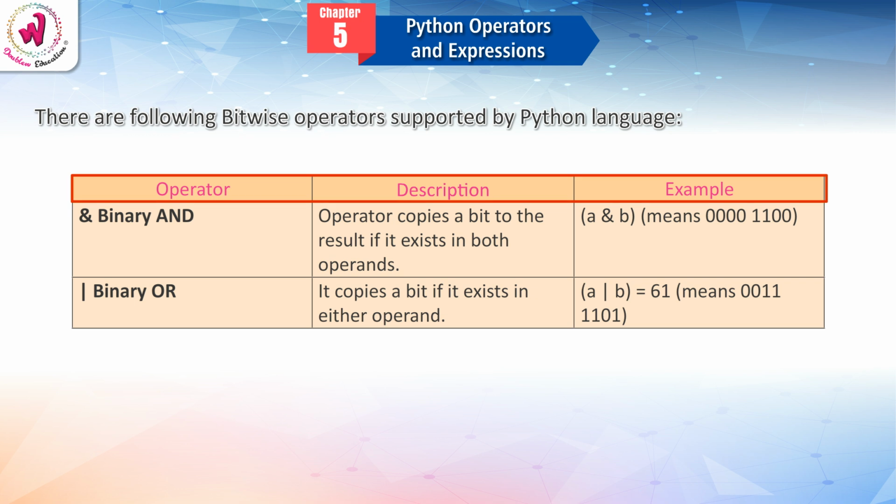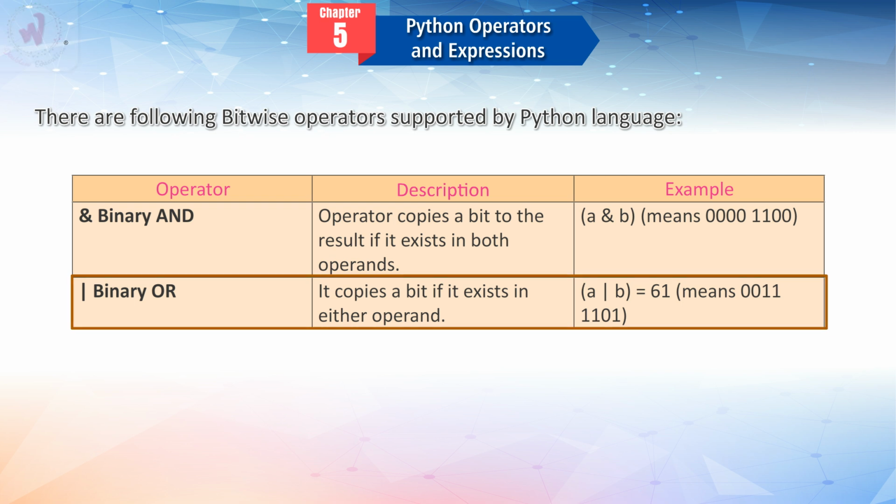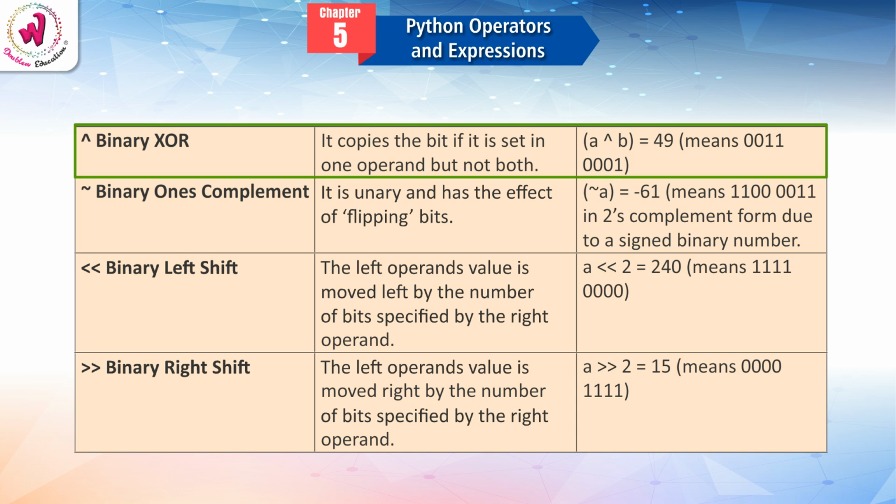There are the following bitwise operators supported by the Python language. Operator, description, example. Binary AND operator copies a bit to the result if it exists in both operands. A and B means 00001100. Binary OR copies a bit if it exists in either operand. A or B is equal to 61, which means 00111101. Binary XOR copies the bit if it is set in one operand but not both. A XOR B is equal to 49, which means 00110001.